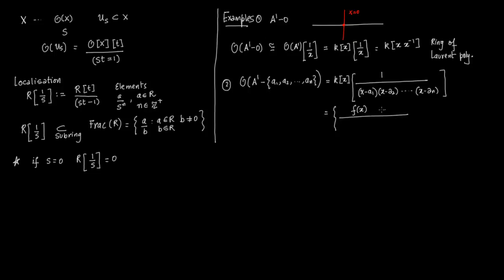So the elements of this set look like this. You take a polynomial in k[x], and then the denominator looks like this, where c1, c2, c3, up to cn, all these are positive integers, that is, each ci is greater than or equal to 0. So let us write this down, what I just said. And all these ci's are positive integers.